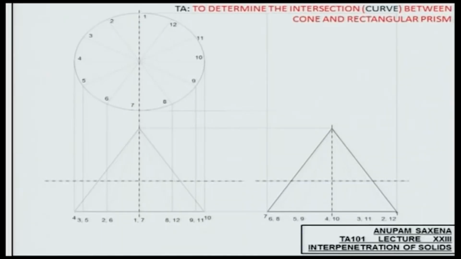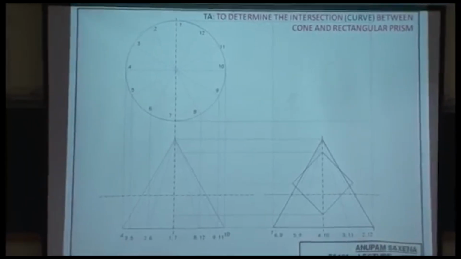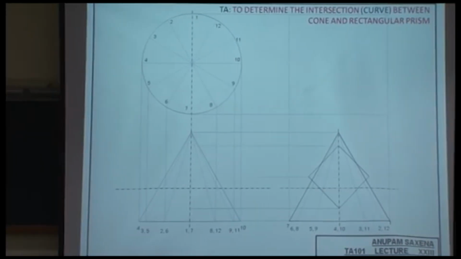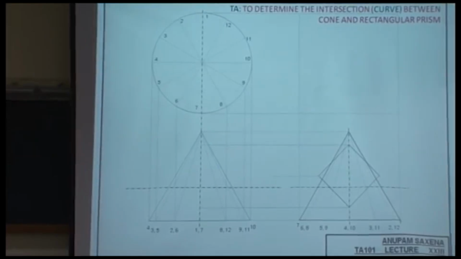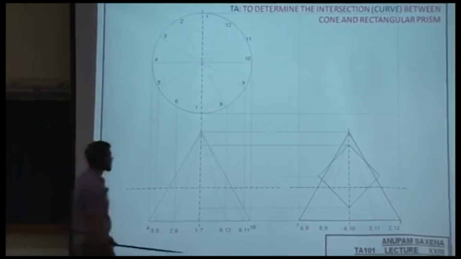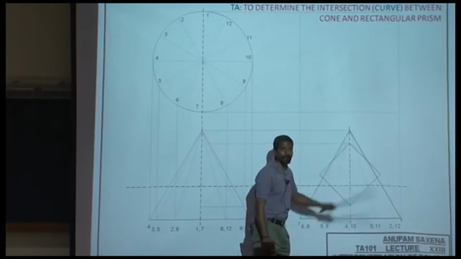So this time we have a rectangular prism. Okay, rectangular prism passing through the cone. Once again, question number 1: which view will give you the right information about the intersection points? Profile view. Where would the intersection points lie? They will lie on these edges.